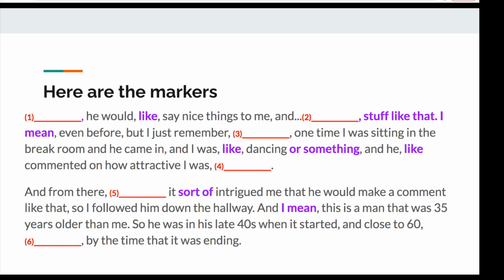I mean, he would like say nice things to me and, stuff like that. I mean, even before, but I just remember like one time I was sitting in the break room and he came in and I was like dancing or something and he like commented on how attractive I was, I think. And from there, I guess it sort of intrigued me that he would make a comment like that. So I followed him down the hallway. And I mean, this was a man that was 35 years older than me. So he was in his late 40s when it started and close to 60, I think, by the time that it was ending.